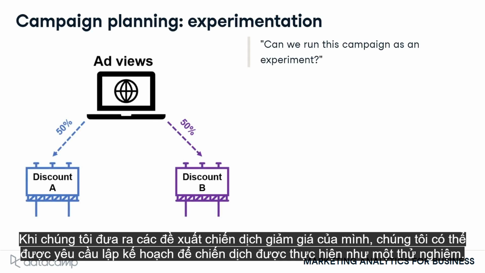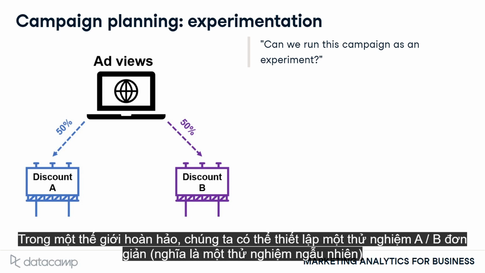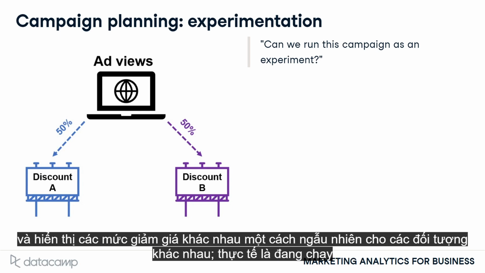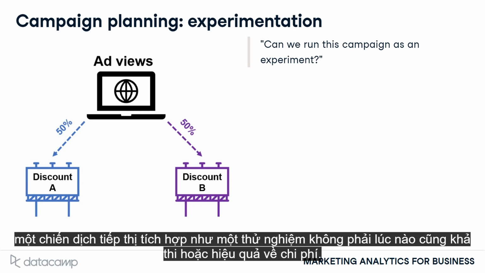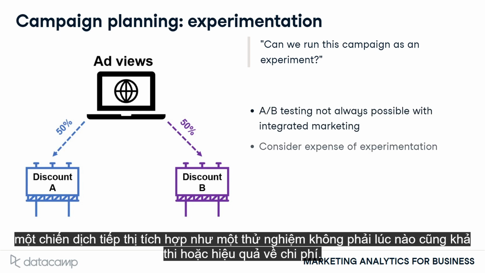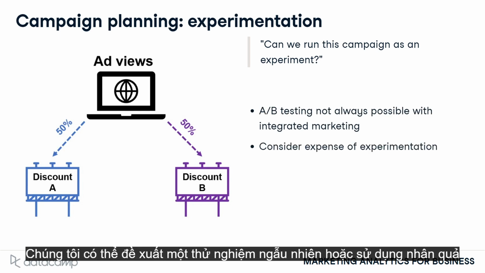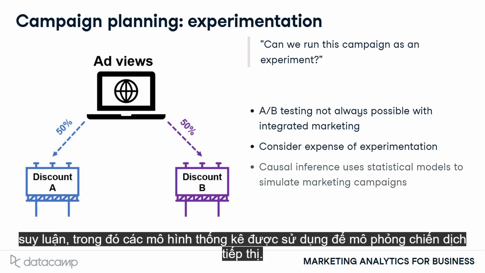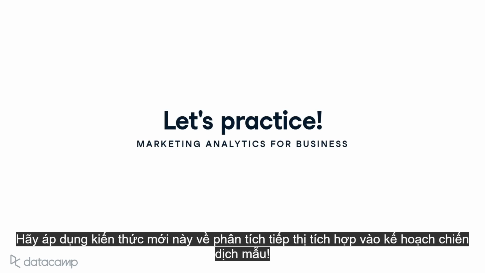Once we make our discount campaign recommendations, we may be asked to plan for the campaign to be executed as a test. In a perfect world, we could set up a simple A/B test, meaning a randomized experiment, and show different discounts randomly to different audiences. The reality is that running an integrated marketing campaign as an experiment is not always feasible or cost-effective. We can either recommend a randomized experiment or use causal inference, where statistical models are used to simulate the marketing campaign. Let's apply this new knowledge about integrated marketing analytics to a sample campaign plan.